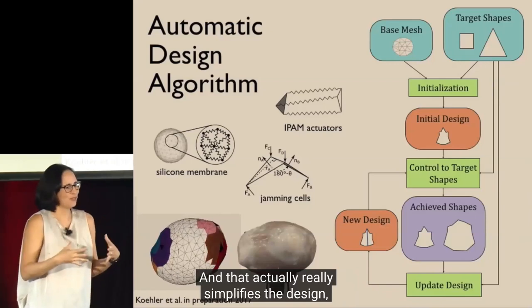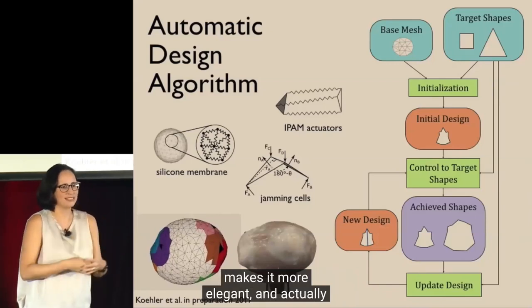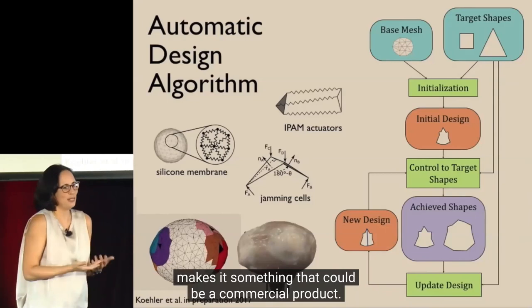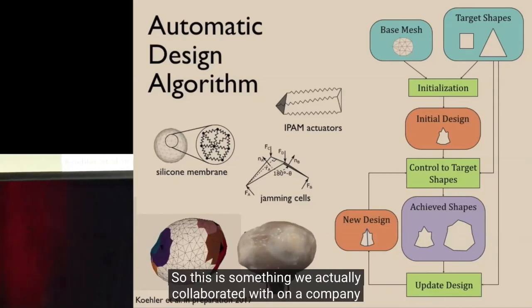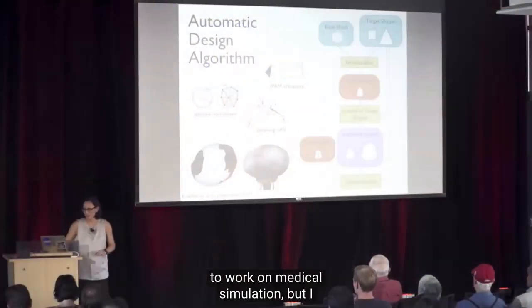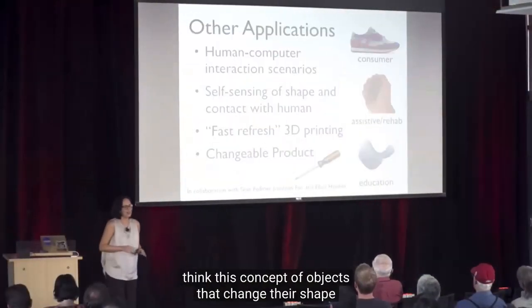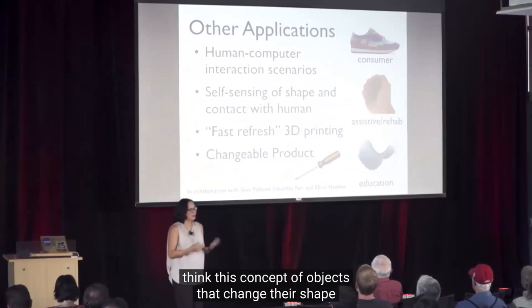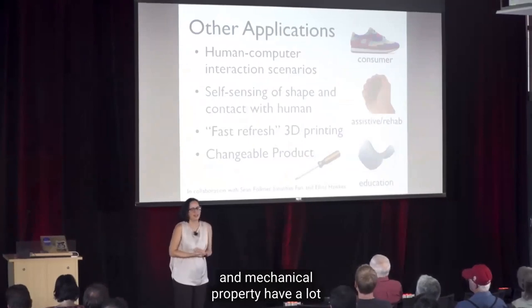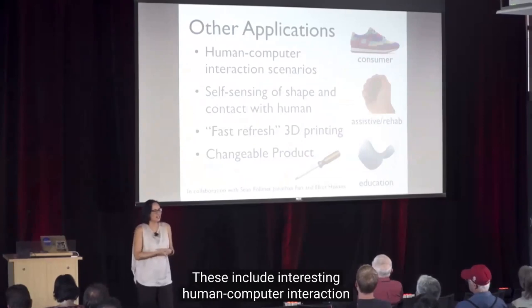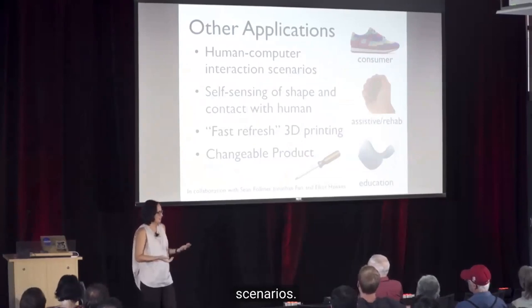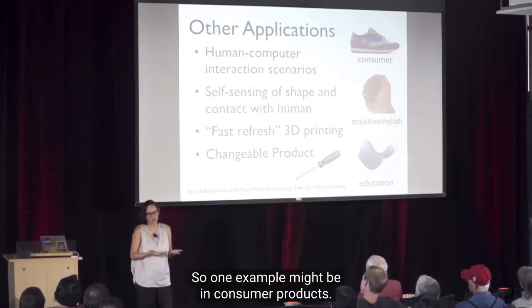And that actually really simplifies the design, makes it more elegant, and actually makes it something that could be a commercial product. So this is something we actually collaborated with a company on to work on medical simulation. But I think this concept of objects that change their shape and mechanical property has a lot of other interesting applications. These include interesting human-computer interaction scenarios. So one example might be in consumer products.